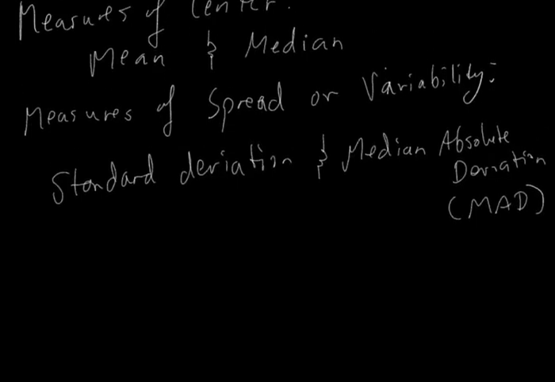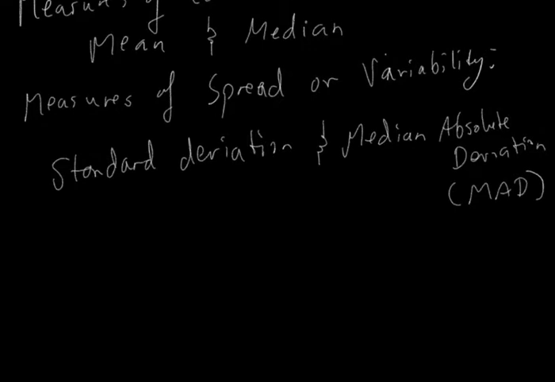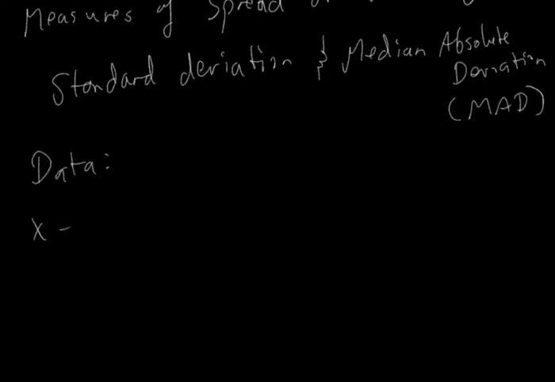So how would we go about computing these descriptive statistics? Suppose our data set, let's call it X, is comprised of a 3, a 2, a 5, a 8, and a 7.